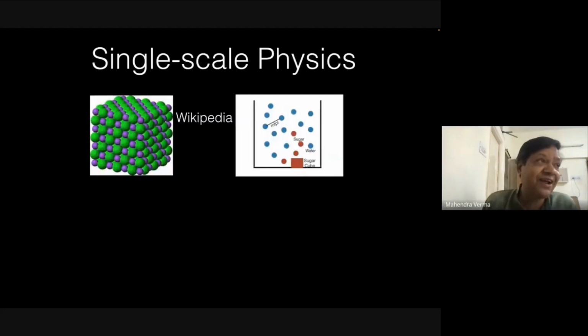And there are associated phenomena, okay? And some of it is shocking. I hope it is shocking. So single scale physics: a crystal is an example where there is a smallest scale which is recurring, right? The distance between two molecules or two atoms. This is the scale for crystals, which is called the lattice spacing.